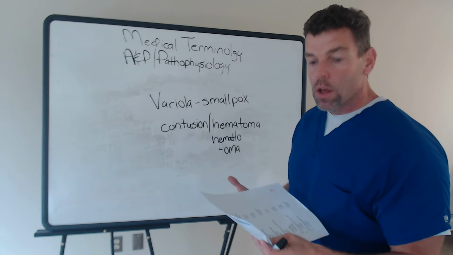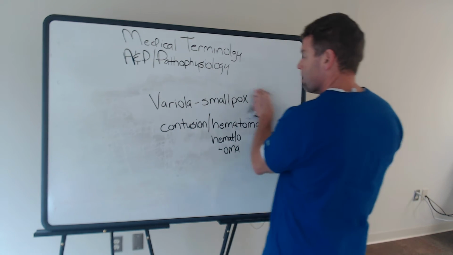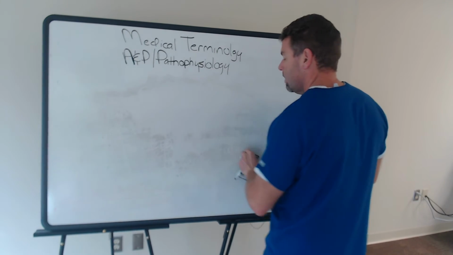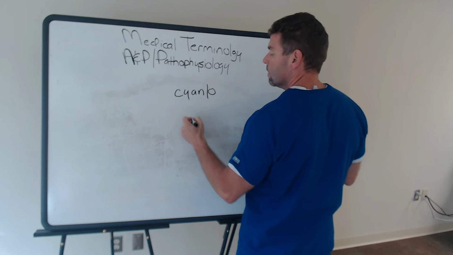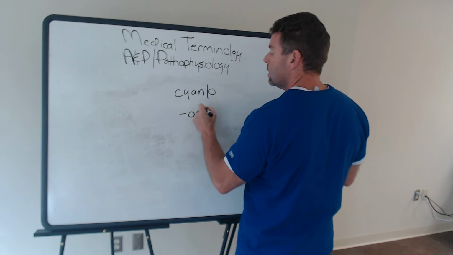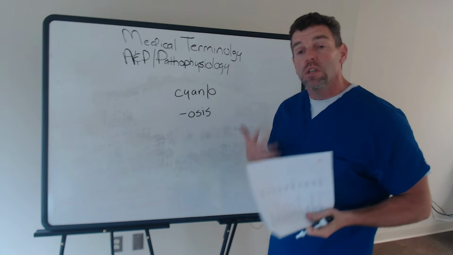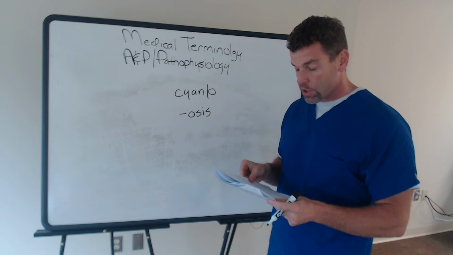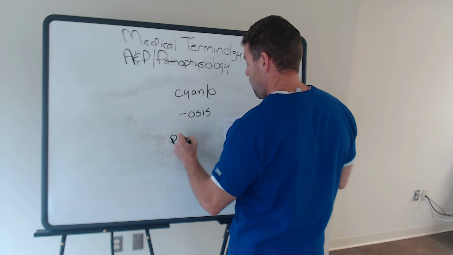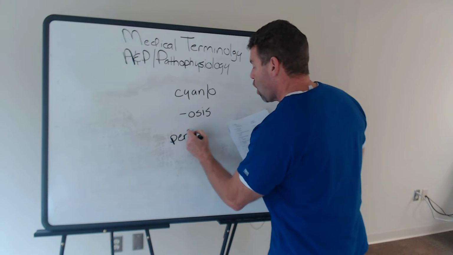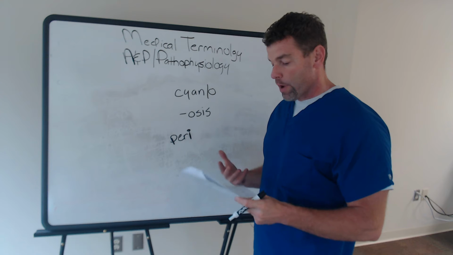Cyano. Cyano is a combining form that means blue. So if we take the combining form cyano, and then we add the suffix osis, an abnormal condition of, we would have an abnormal condition of blue. Somebody who wasn't getting adequate oxygen would have cyanosis. Peri, the word part peri, means around or to surround.